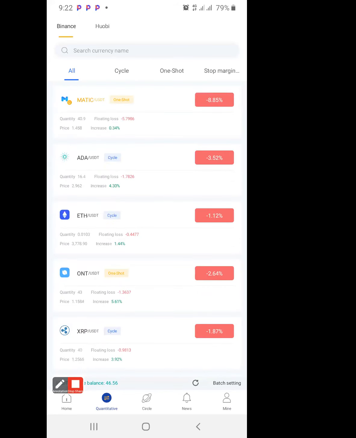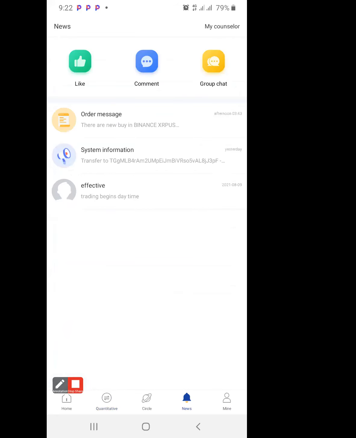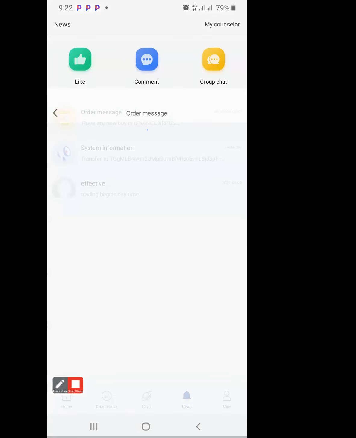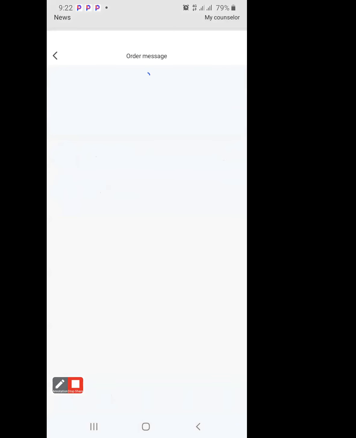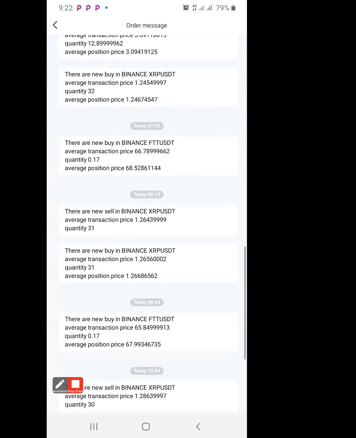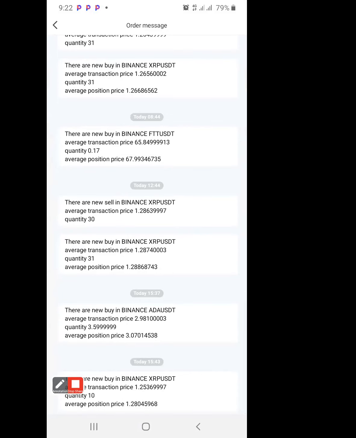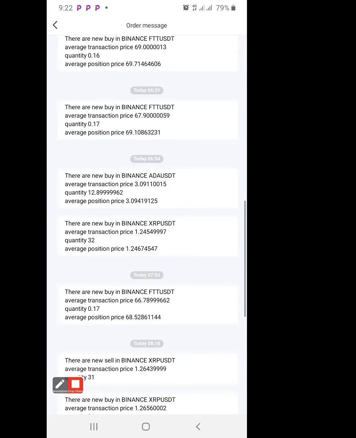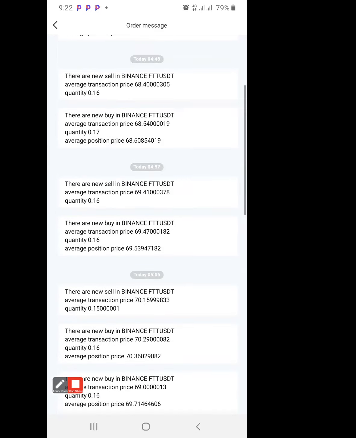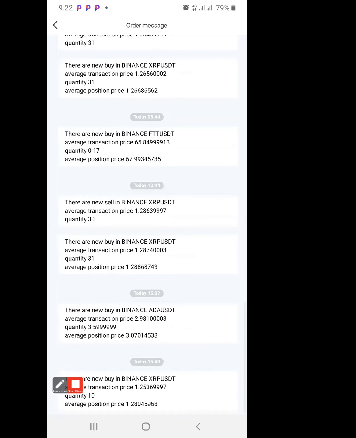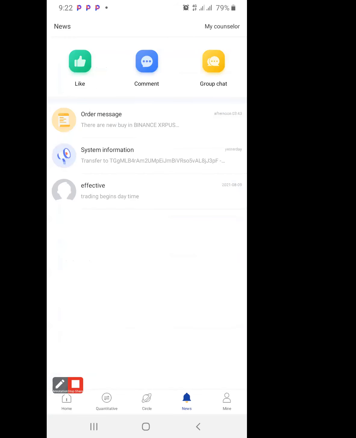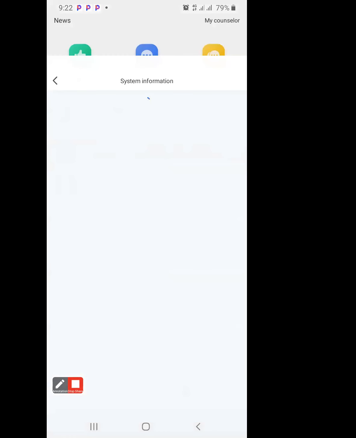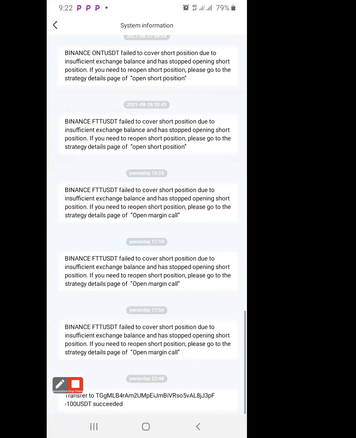Then I've talked about circle, and for news, the news alerts you for every trade that has been taken by the app. It tells you when a trade has been taken, and it tells you when a trade has been sold. So that's just what you have about news. And this system information tells you when you don't have enough balance.